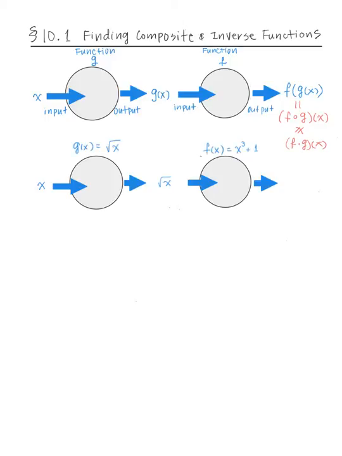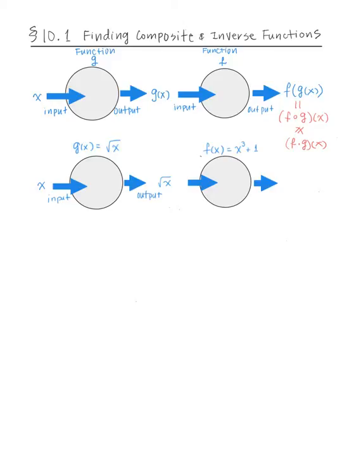Suppose our function g of x is defined as the square root of x, and our f of x is defined as x cubed plus 1. So x is going to go inside of g. So this is going to be the input. Now the output under g of x is going to be the square root of x.